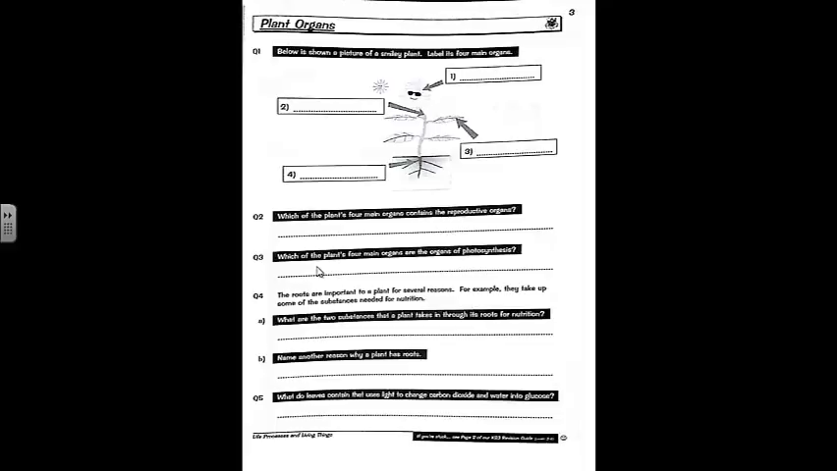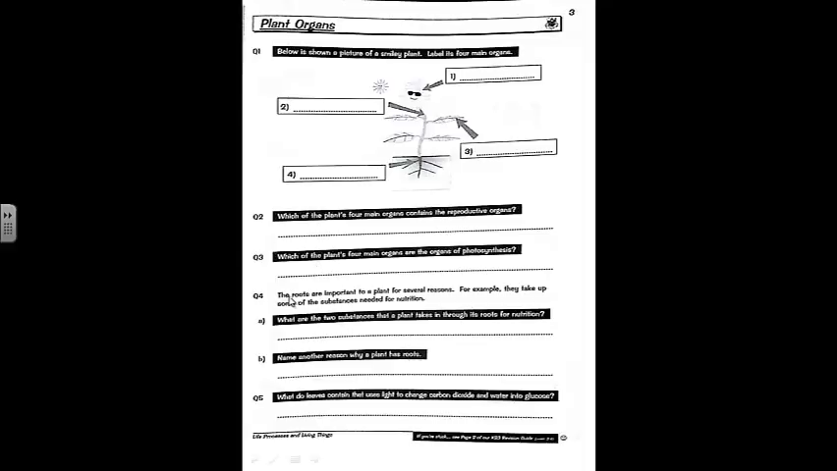Which of the plant's 4 main organs is the organ of photosynthesis? Photosynthesis is the process by which plants make their own food. Where does photosynthesis happen? Leaves. Excellent.